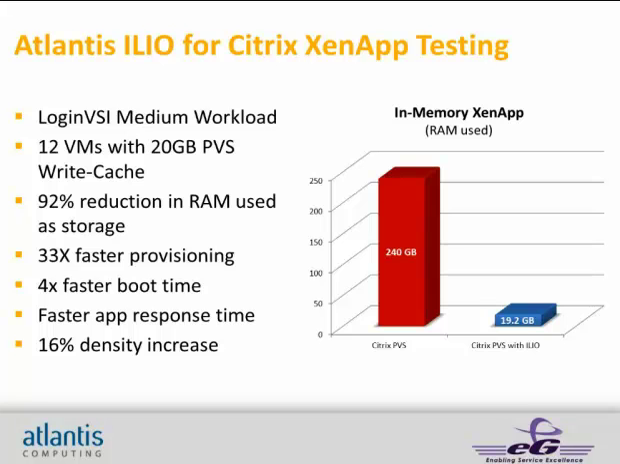So when customers are deployed with shared storage and become I/O constrained, it reduces the density because you really can't put as many users on the same storage system. But by switching that very same system to using Atlantis ILIO with the in-memory storage, this I/O constraint is completely eliminated, and you get an increase in density. And that actually means you can put more users on fewer servers.